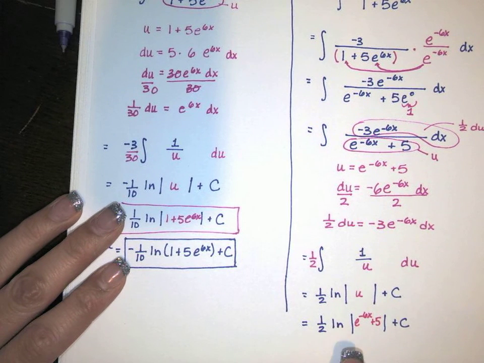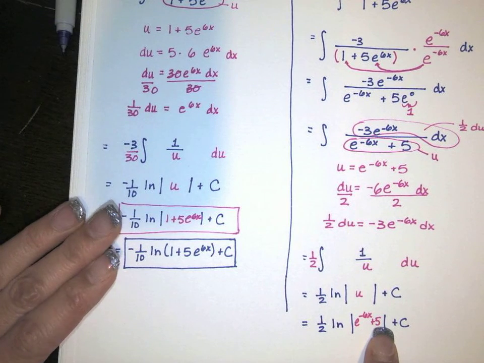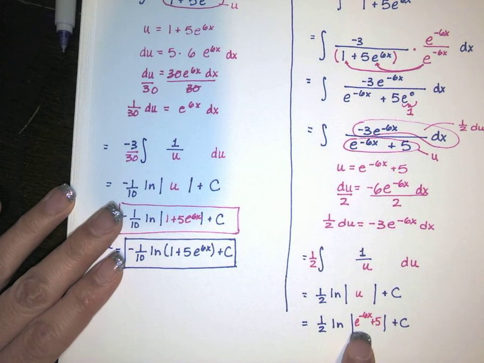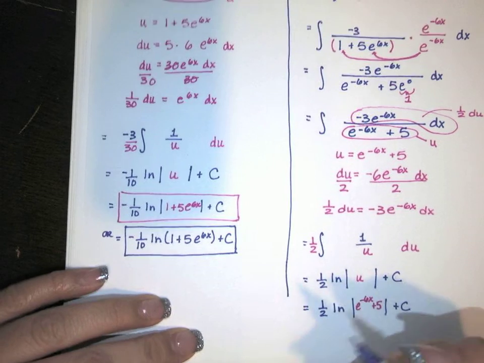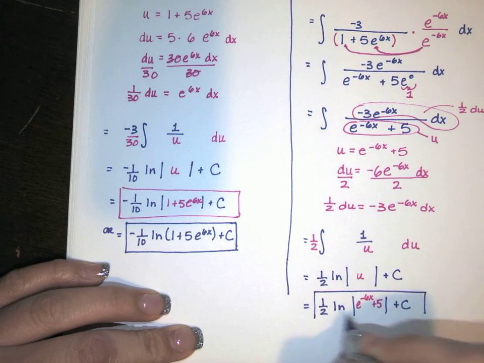Just so happens this time this is a positive function. It's always positive, it's always greater than 0. Then I add 5 to it, and then it's always greater than 5. So I don't really need the absolute value bars. You can stop here for a quiz or a test. You'll be good to go.